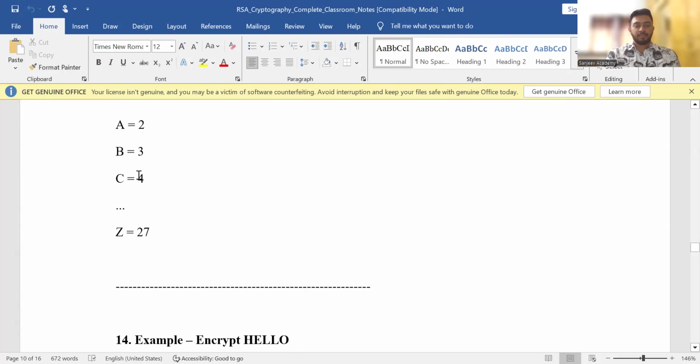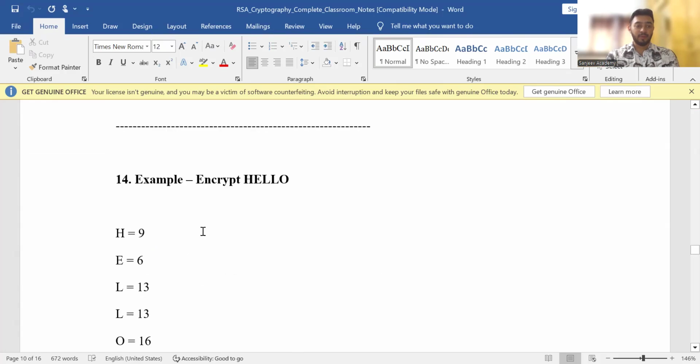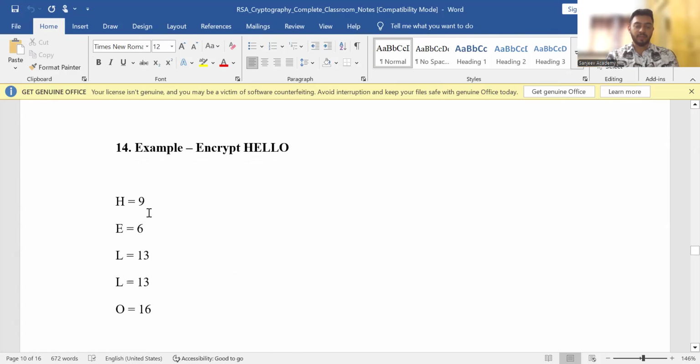Alphabet representation. A, B, C up to this. Correct. Example is what? Encrypt hello. So we have to know H is what? 9. A, B, C, D, E. So just now I counted A, B, C, D, E, right? Correct. So A, B, C, D, E, 5. But here you can see in the question it is 6. I'll tell you the reason.